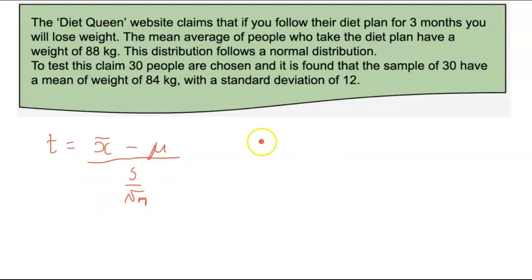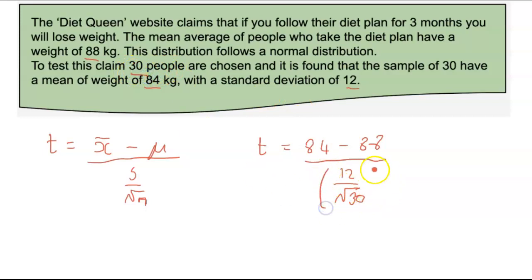So that's my formula. So for this one, with the information that I've got there, T equals sample mean. So here is the sample mean, 84. Take away the population mean, this is the one we started with, which is 88. Then I'm going to divide all of that by the sample standard deviation. So let's have a look here. The sample had a standard deviation of 12. And then we're going to divide that by how many there were in the sample, which I think is 30. We'll put this in a bracket to remember we're going to do that first.